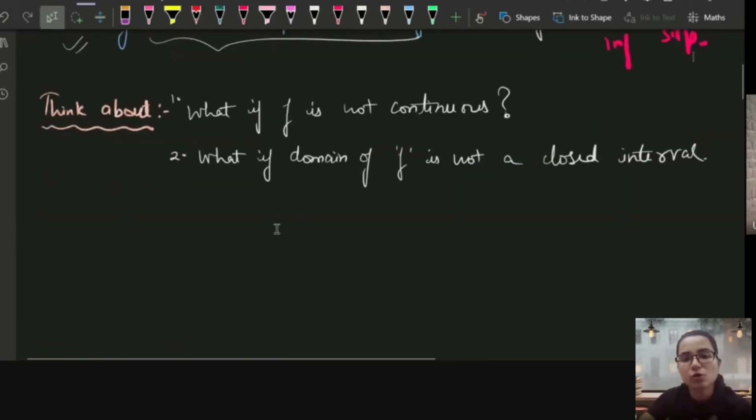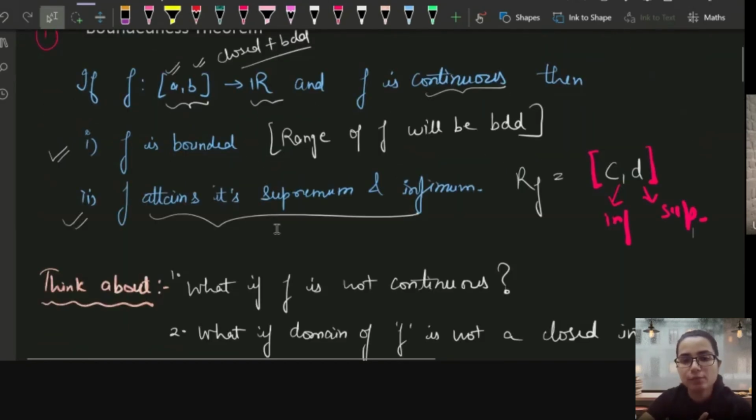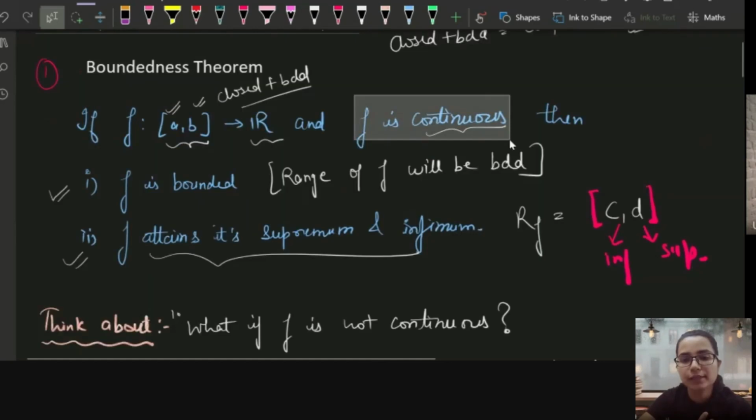So what if F is not continuous? If I remove the condition of continuity here, what will happen? Can you think about it?